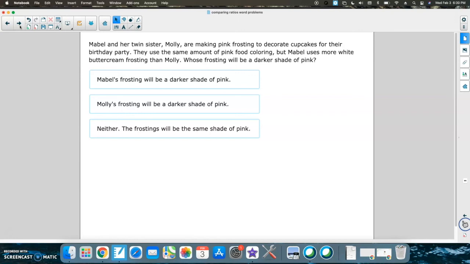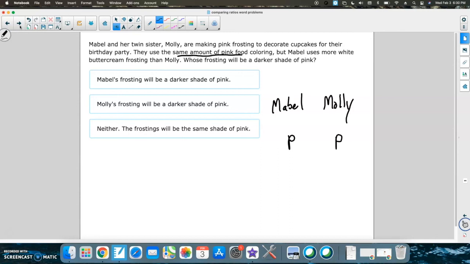And some of you that have made frosting with food coloring, you'll understand this one a little better, maybe. Mabel and her twin sister, Molly. So we have Mabel and Molly. Okay, write that down if you haven't. So Mabel and her twin sister, Molly, are making pink frosting to decorate cupcakes for their birthday party. They use the same amount of pink food coloring. Okay? So they both use pink food coloring, the same amount. That's important. But Mabel here, old Mabel, uses more white buttercream frosting than Molly. Okay? So they both use white frosting, except Mabel uses more.